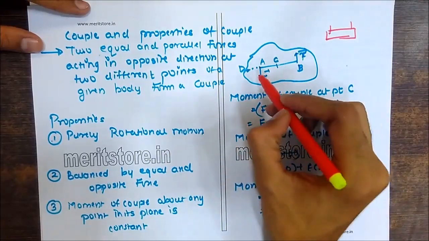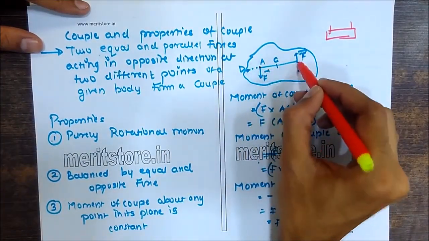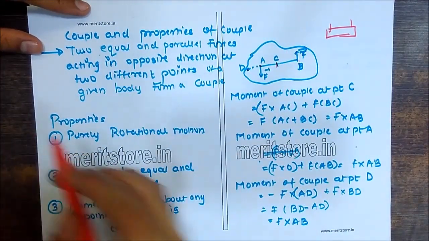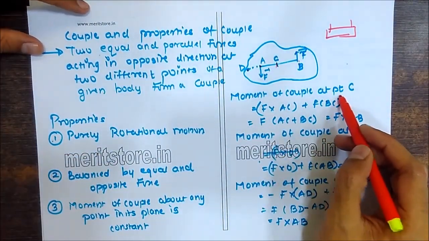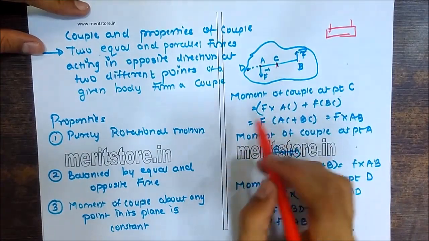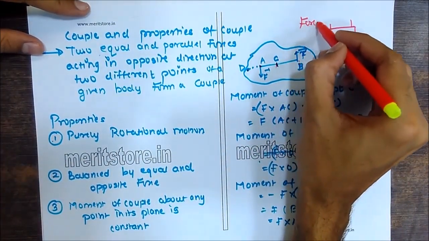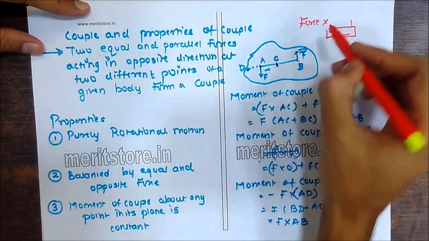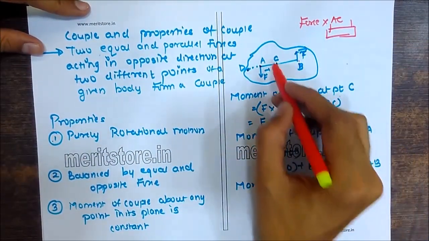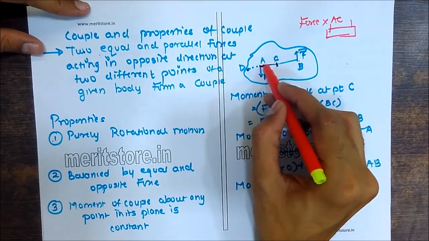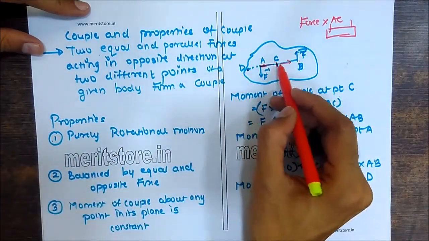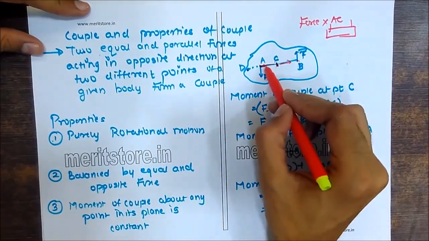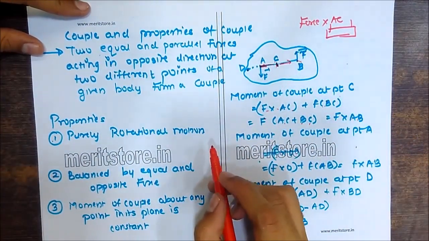Let's see, we have two points here, A and B. We have a center C and we have one point D which is in the outward direction. The moment of couple at point C will be given by force into the axis along which it acts, that is AC. The couple acts in this direction as well as this direction, so it is F into AC plus BC. AC plus BC gives you AB, so F cross AB is the answer.